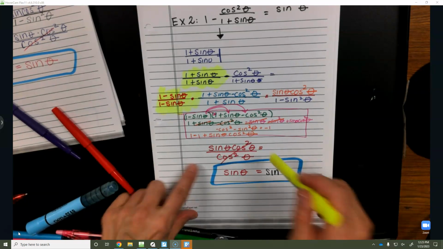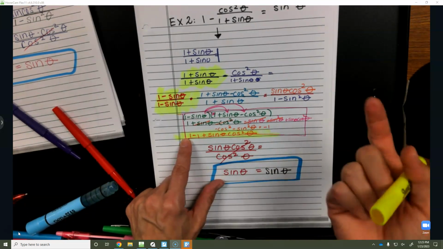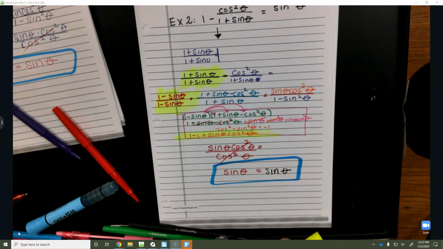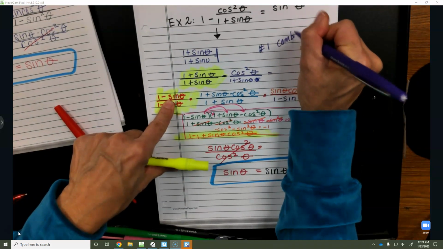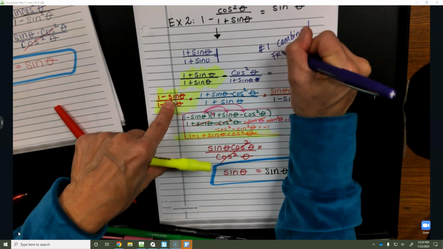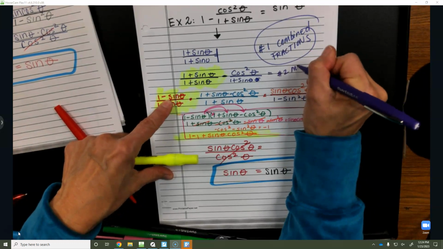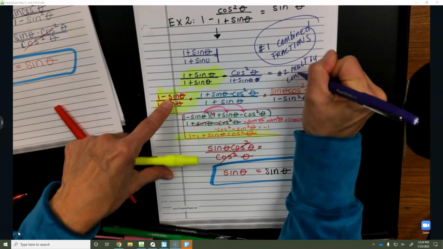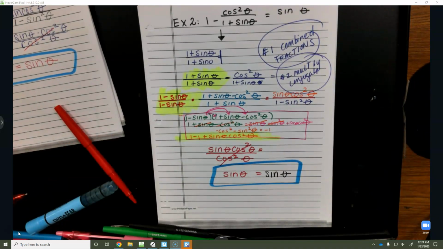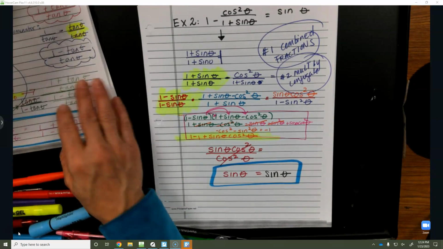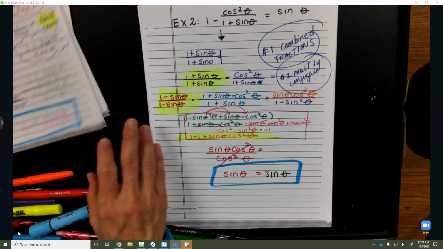Now, when you multiply by the conjugate, you're going to have crazy stuff happening. There's got to be a zero pair somewhere. There might even be two, like what we just had. So, remember, the first thing we did was we combined the fractions. And after that, we multiplied by the conjugate. That's how we approach that. But sometimes you don't have to multiply by the conjugate. Like example number 3. Let's go to example 3.